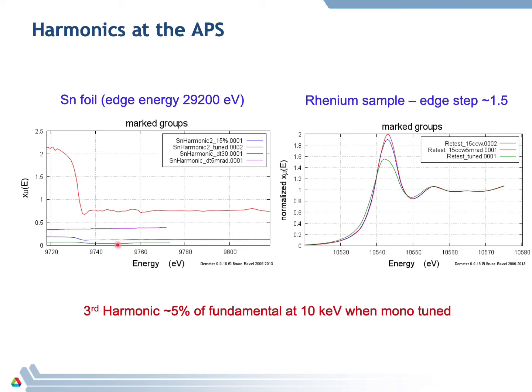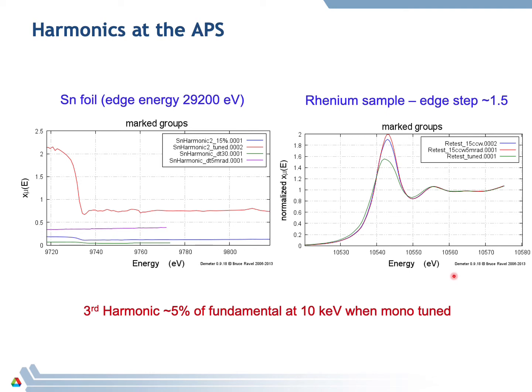However, if we detune the monochromator, these are the blue and the green curve, we can minimize quite a bit this change in intensity as we go through the edge. But the best method was to use a harmonic rejection mirror. Then we don't see any evidence for the third harmonic. So why is this important?